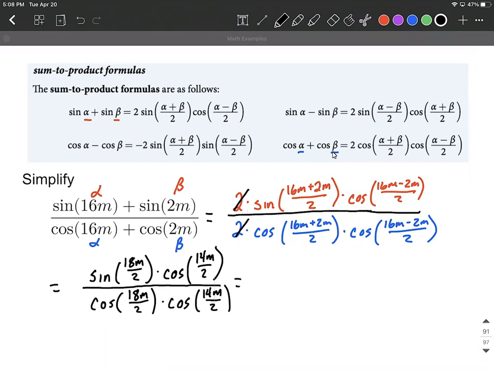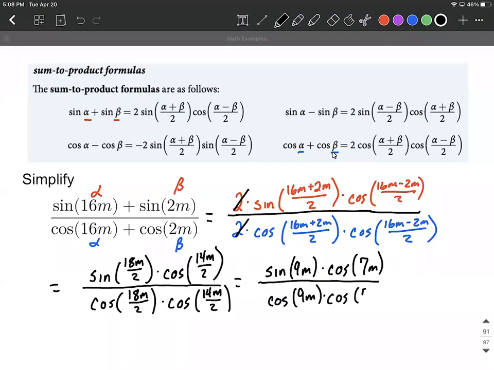All right, you could reduce down a little bit at this point. I'm going to go ahead and simplify what's on the inside before I start canceling things out. So we have 18m divided by 2 makes 9m, and 14m divided by 2 makes 7m. Sine 9m, cosine 7m, cosine 9m, cosine 7m.